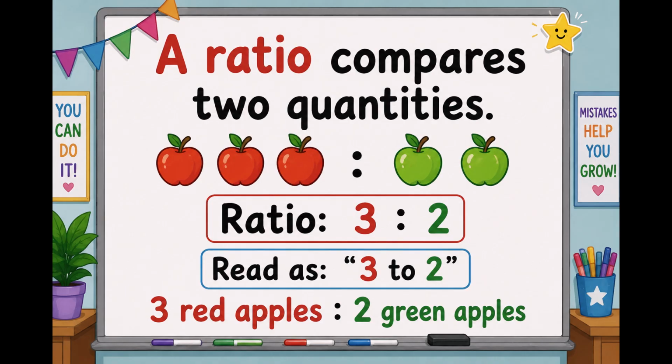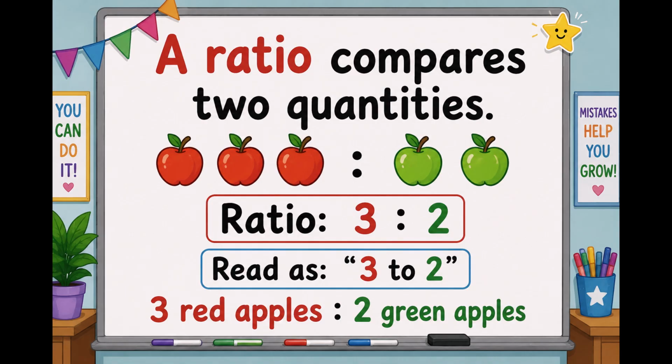So we read it as 3:2. This is how we read the ratio, 3:2. So that means 3 red apples for every 2 green apples. There are 3 red apples for every 2 green apples.